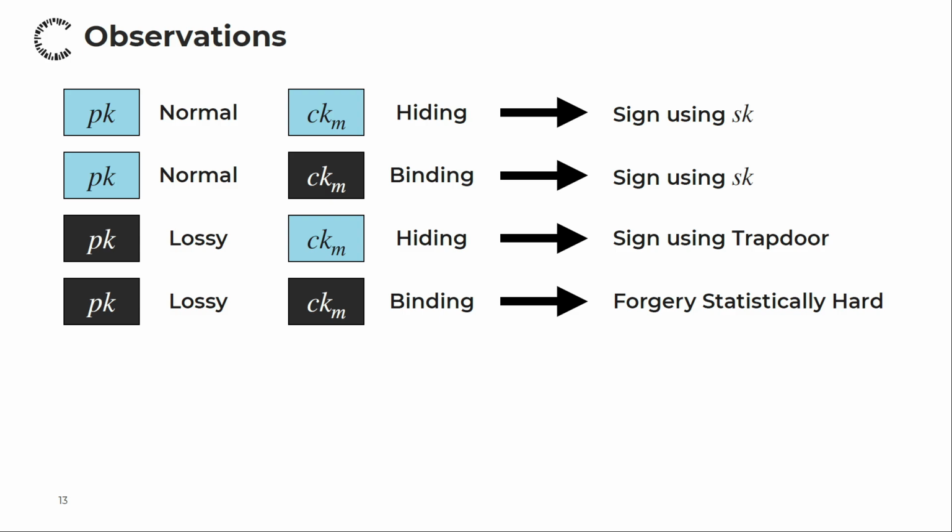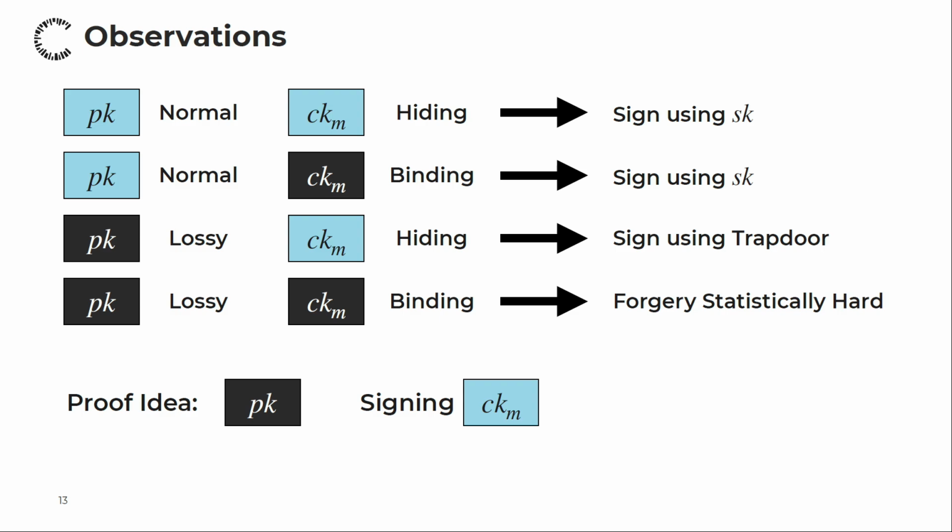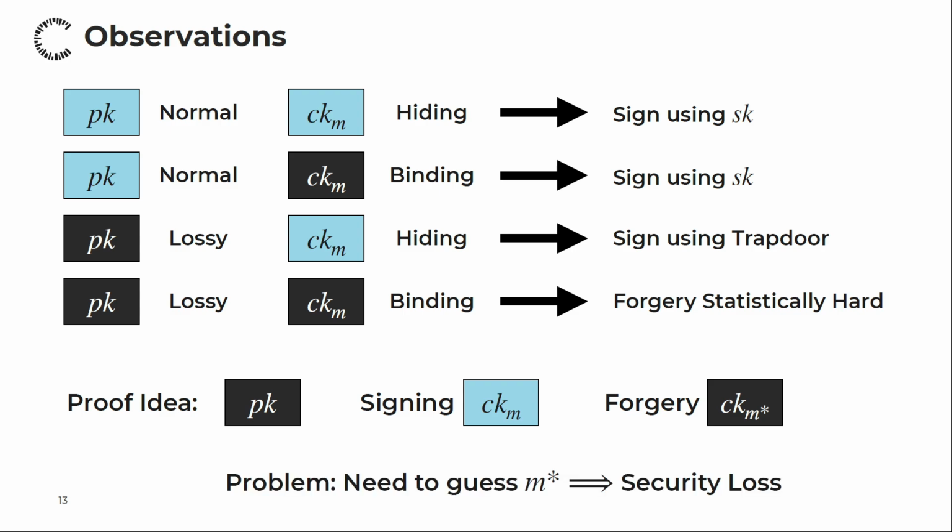Okay, so looking at these four cases, this suggests the following proof strategy. We could set our public key to be a lossy public key that is indistinguishable from the actual public key. And we could make sure that the commitment key for messages that we have to sign is in hiding mode, so we can sign using the trapdoor. And we make sure that for the forgery, it is in binding mode. So now for the forgery, this is a statistically hard problem. And so we get a security proof without any rewinding. However, notice that if we want to program it in this way, to make sure that the forgery key is binding and all the other keys are hiding, we need to guess the forgery message. So this, again, leads to a security loss.